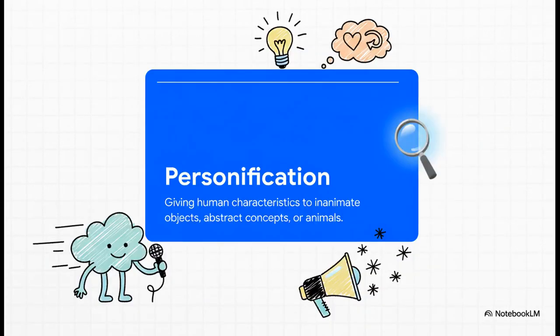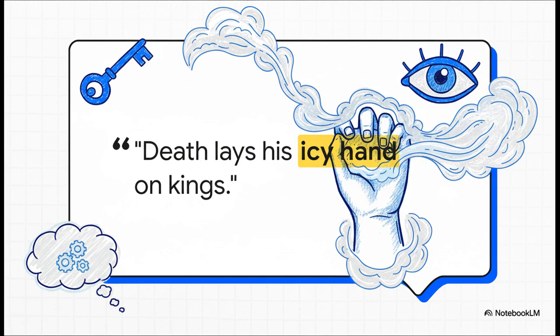All right, next up in our comparison toolkit is personification. This is what we do when we give human traits or actions to things that aren't human at all. It makes abstract ideas feel way more concrete and relatable. Just think about this one for a second. Death, this big, abstract concept, is suddenly given a human action, laying on a hand. It's not just a statement anymore, is it? It becomes this chilling image. You can almost feel that icy touch. It turns death into this active, menacing character, not just some inevitable event.